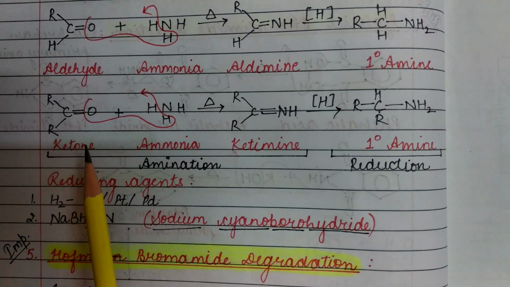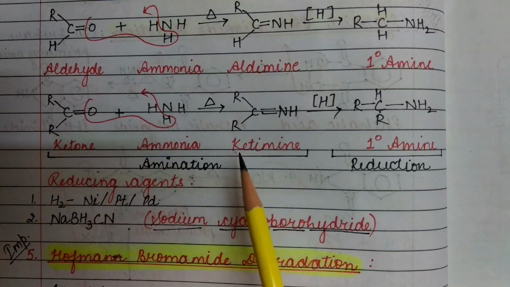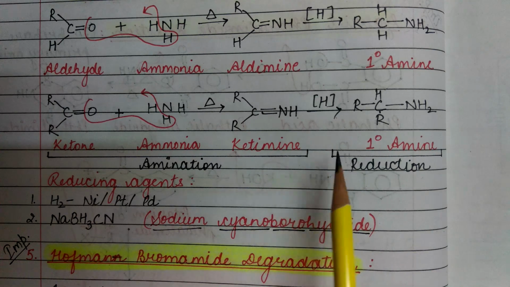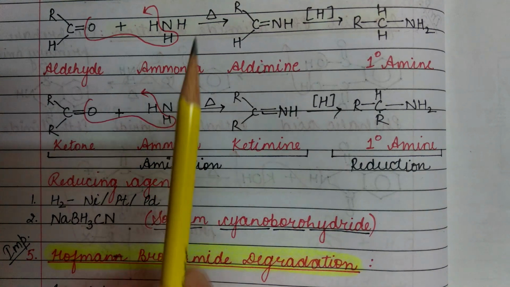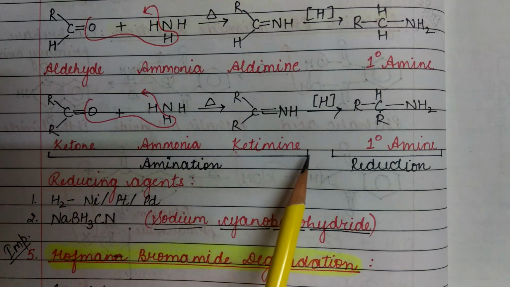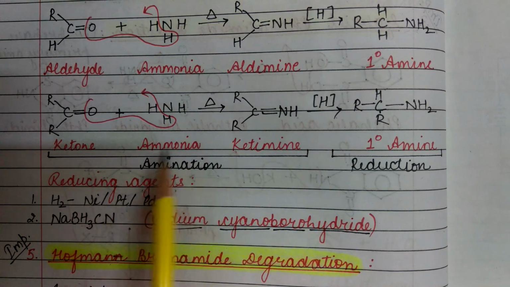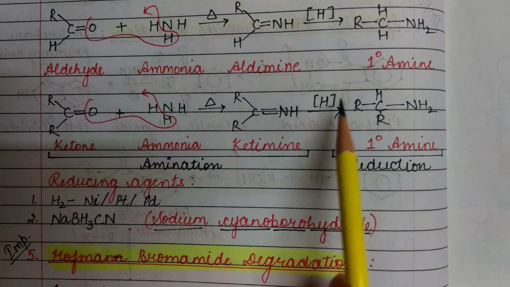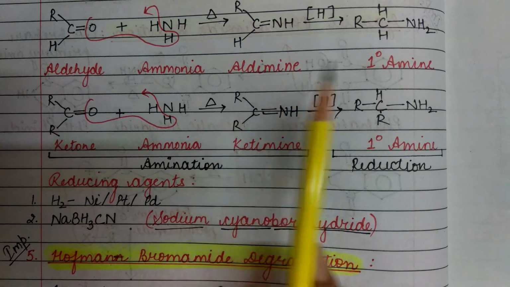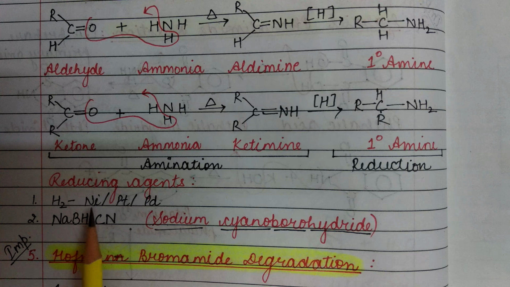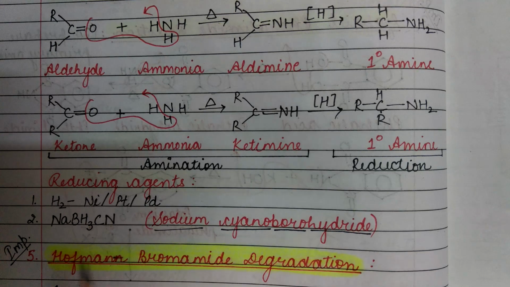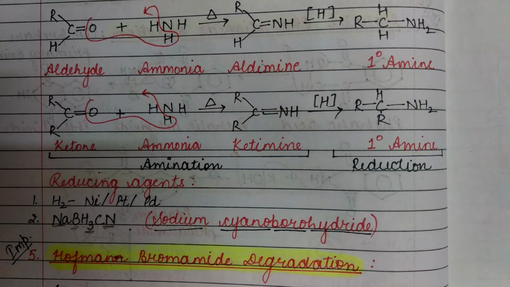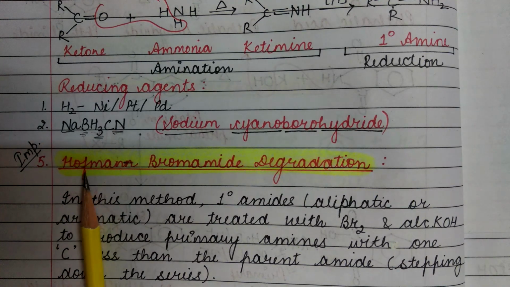Also when we do the same with ketone, water is removed, ketimine is formed, right? And on reduction of ketimine, 1 degree amine is formed. It is called amination because step 1, that is the formation of aldimine and ketimine, is called amination, addition of ammonia, and here it is called reduction, right? So it is called reductive amination overall. The reducing agents that can be used in this reaction are hydrogen in presence of nickel, platinum, palladium, and NaBH3CN. It is known as sodium cyanoborohydride.